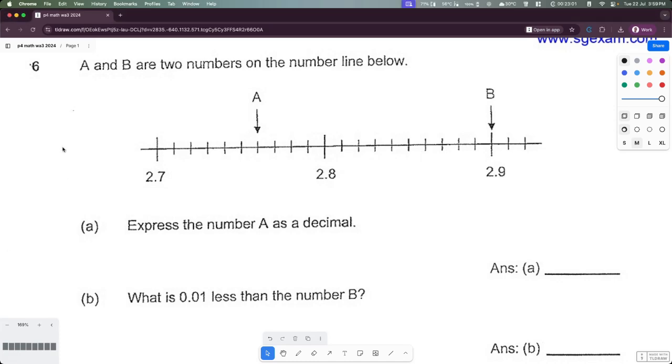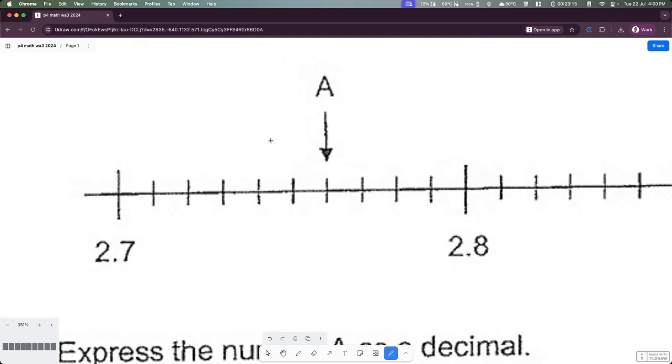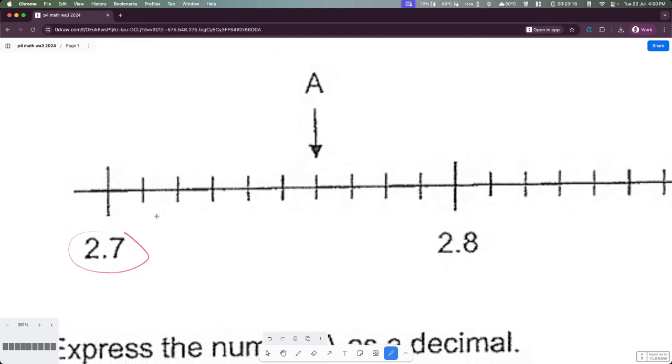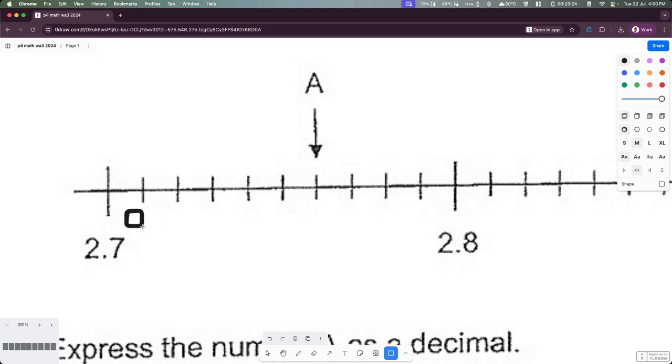Let's move on to question 6. Question 6 says here, A and B are two numbers on the number line below. So we have A and we have B. Question 6A says express the number A as a decimal. What we need to do is count the number of spaces in between 2.7 and 2.8. So let us count: one space, two, three, 4, 5, 6, 7, 8, 9, and 10. That means each individual space is 0.01, because once we have 10, that becomes 2.8.